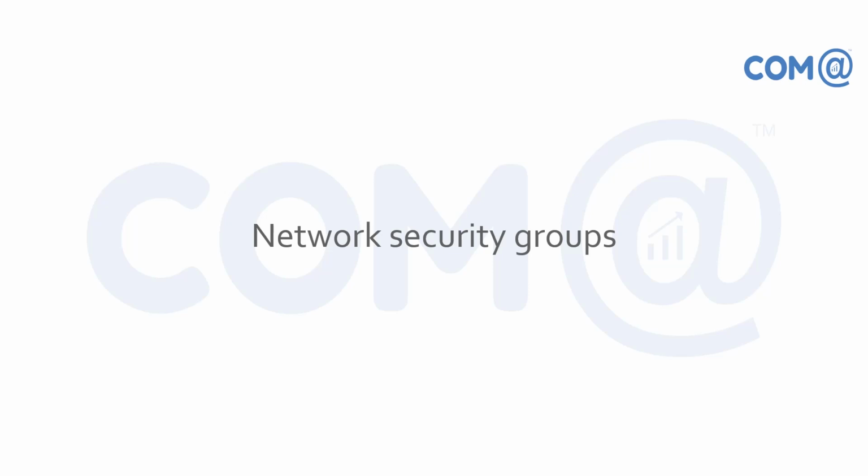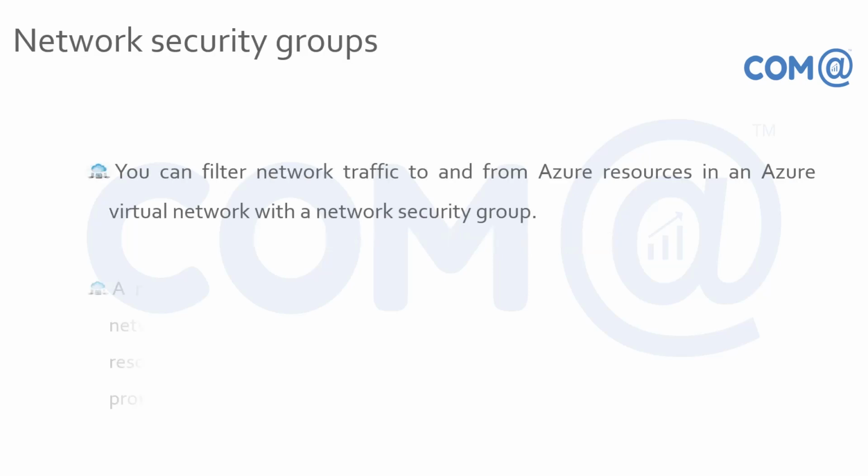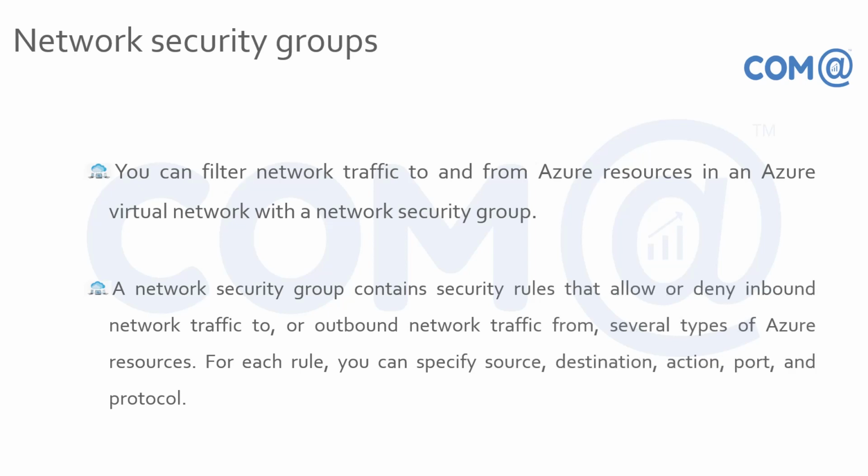And understanding about the network security groups. You can filter network traffic to and from Azure resources in an Azure virtual network with a network security group. A network security group contains security rules that allow or deny inbound network traffic to, or outbound traffic from, several types of Azure resources. For each rule, you can specify the source, destination, action, port, and the protocols. Based on the specifications defined in the rule, the action will be taken care of by the network security group.